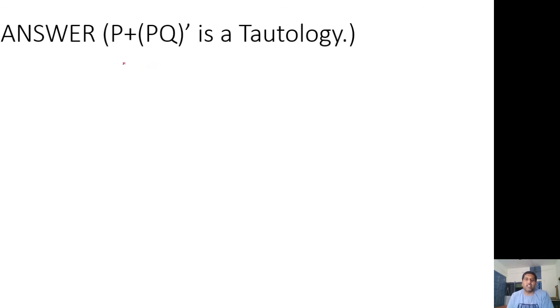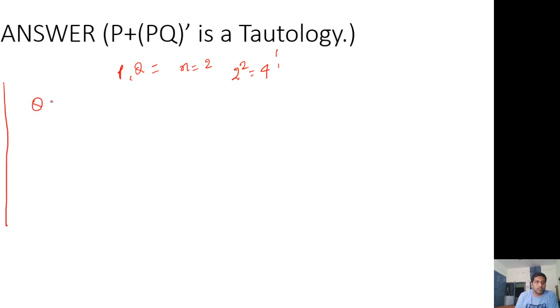Now we have the second question. P plus p q bar is tautology. Tautology means for every possible combination the output is 1. Here there are two variables, P and Q, so n is equal to 2. The total possible combinations, 2 raised to 2, is equal to 4. Now the first input is P, the second input is Q. Possible combinations: 0 0, 0 1, 1 0, 1 1.